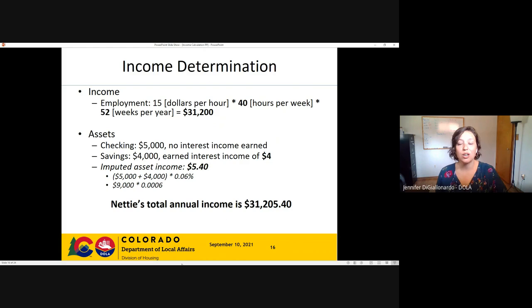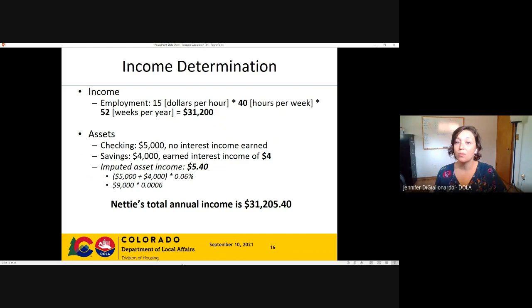As I mentioned earlier, she also has that checking account with a 6-month average balance of $5,000. There's no income earned from that checking account. She also has a savings account with a current balance of $4,000, and her earned income is $4 because we got to consider that interest. The imputed asset income, so thinking that $5,000 and the actual earned $4 times, you have $5.40 total from that imputed asset.